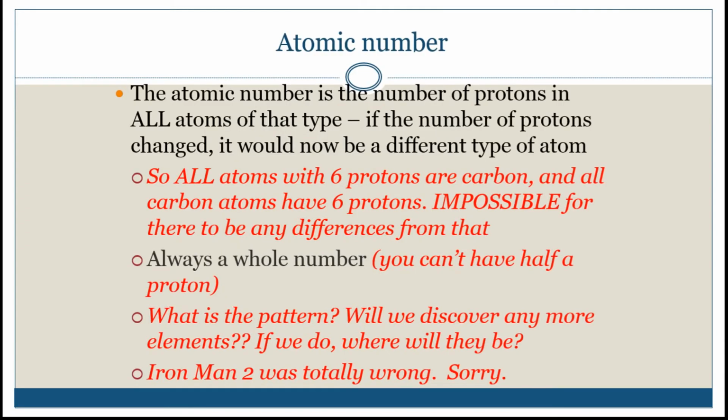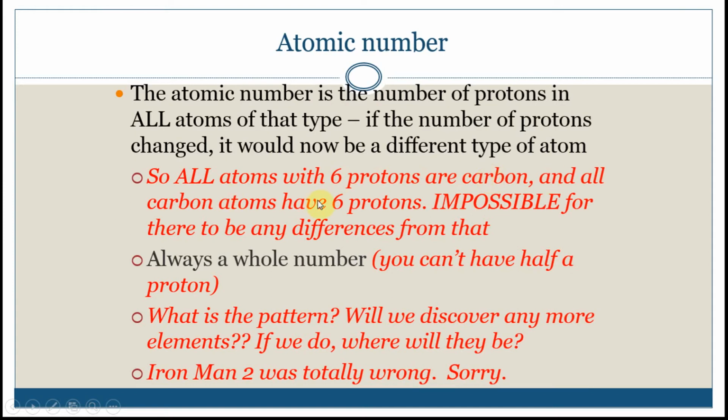Back to our notes, where it says atomic number. The atomic number is the number of protons in all atoms of that type. If the number of protons changed, it would now be a different type of atom. So what that means is all atoms with 6 protons are carbon.